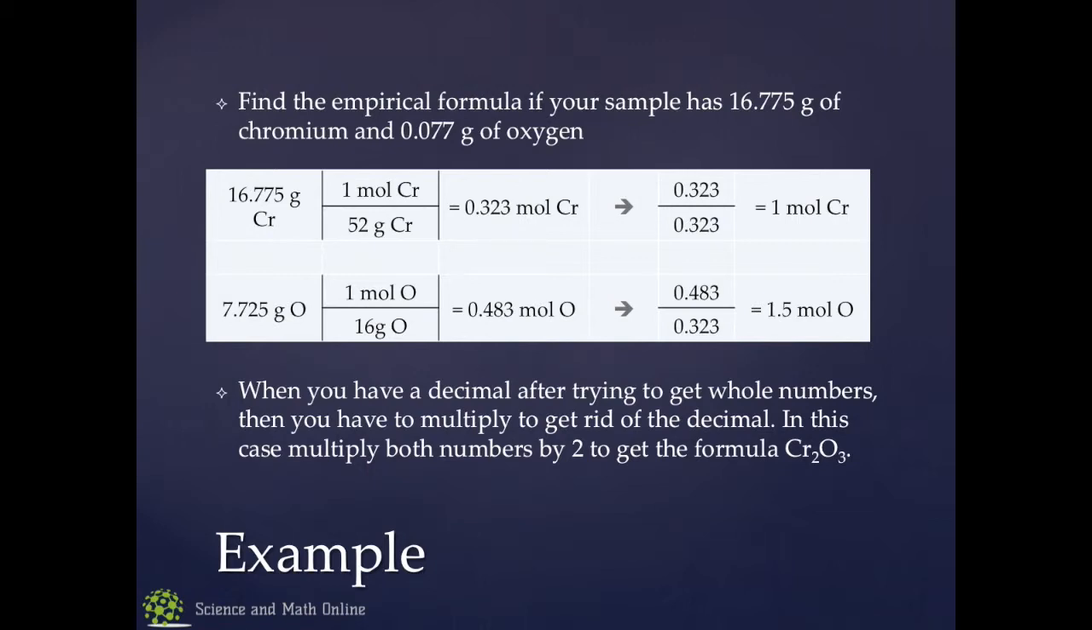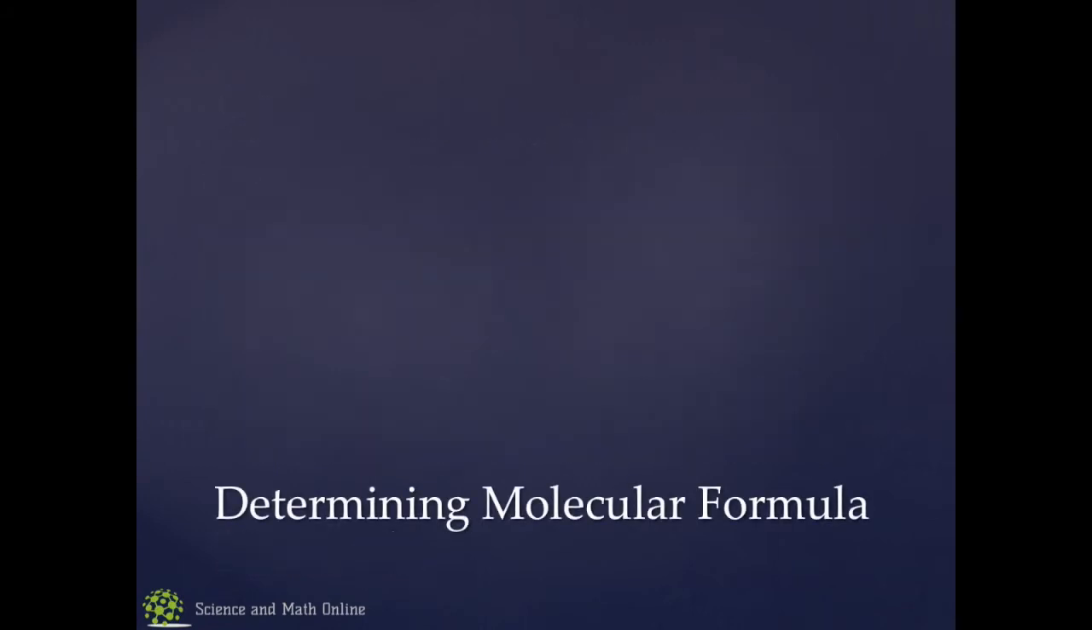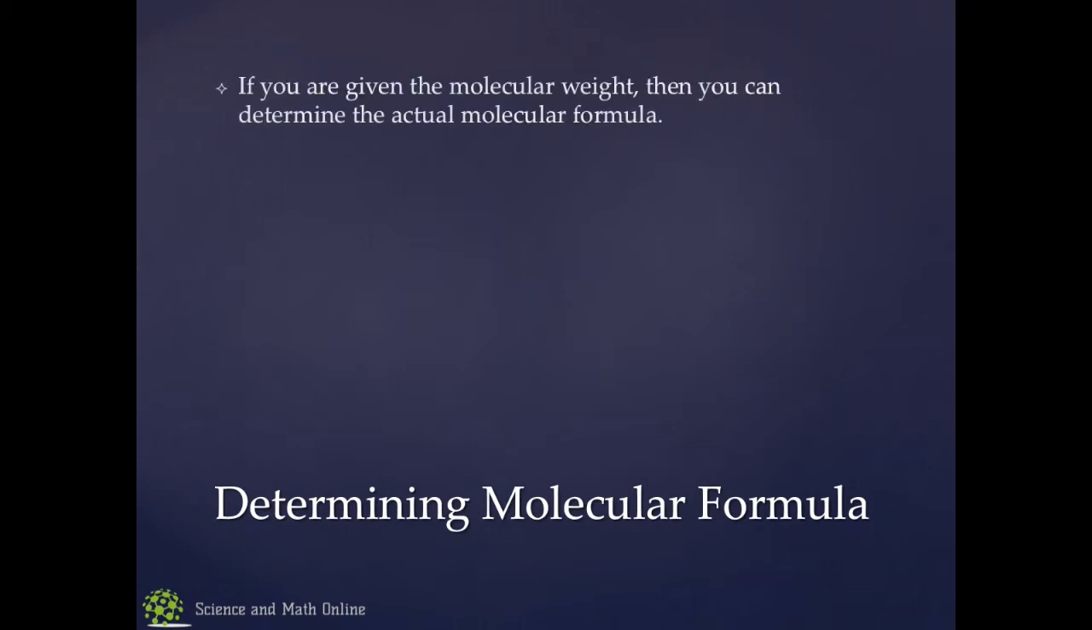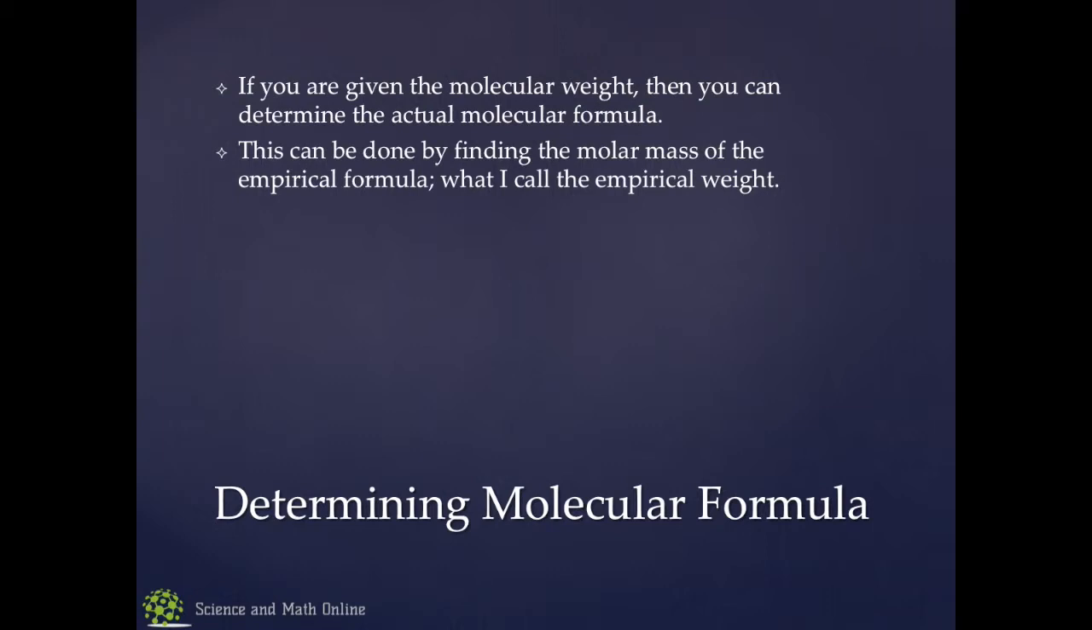Okay, so that's doing empirical formulas. It's not hard, it just looks messy, and it's a bunch of mole conversions. So you do all your mole conversions, divide by the smallest one to get whole numbers, and then that gives you your formula. So now, if we have enough information, we can determine not only the empirical formula, but also the molecular formula. If we're given the molecular weight, then we can figure out the actual molecular formula.